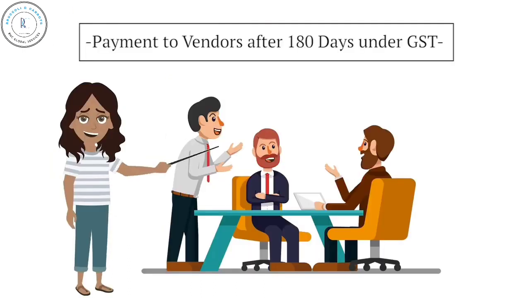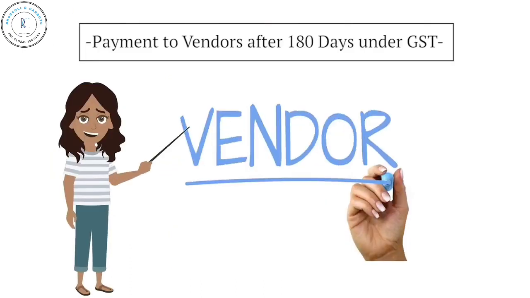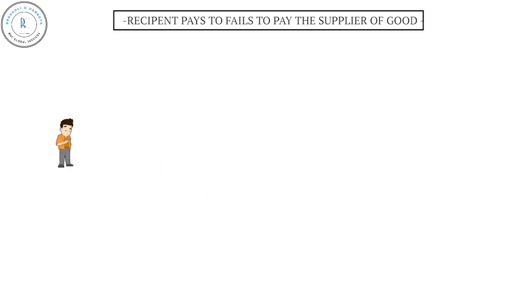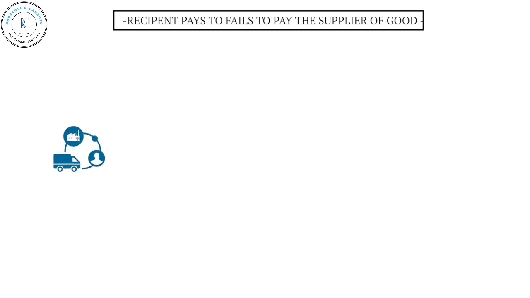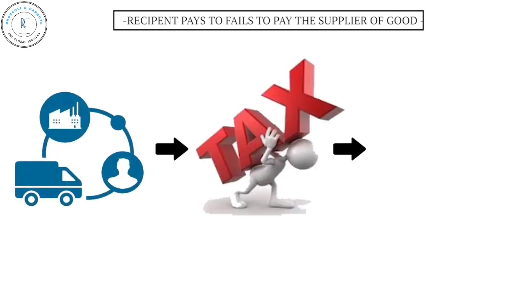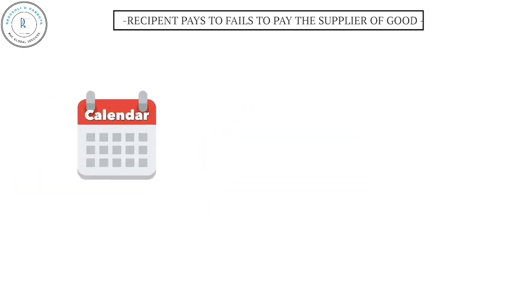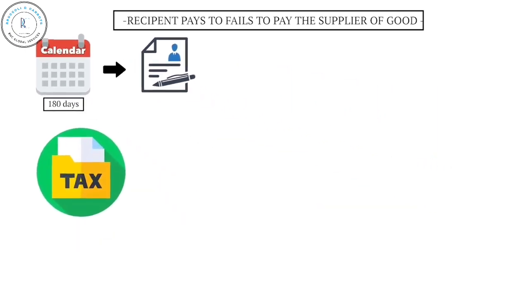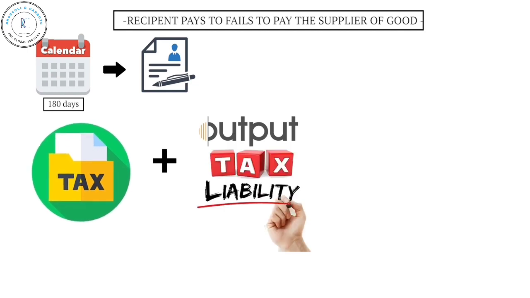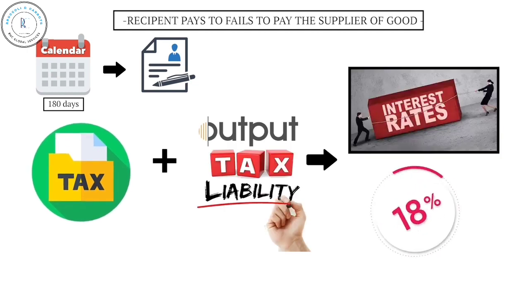Today we shall be discussing the concept of payment to vendors after 180 days under GST, where a recipient fails to pay to the supplier of goods or services, or both, other than the supplies on which tax is payable on reverse charge basis, within a period of 180 days from the date of issue of invoice, ITC availed shall be added to the output tax liability, along with interest at 18%.